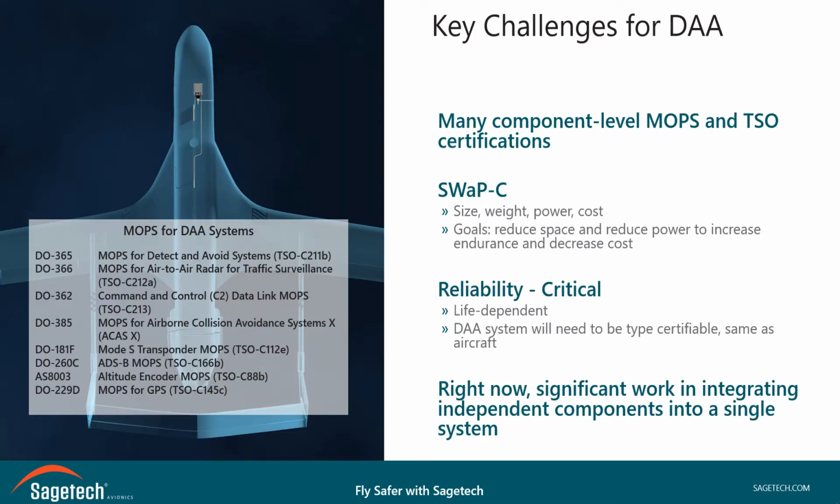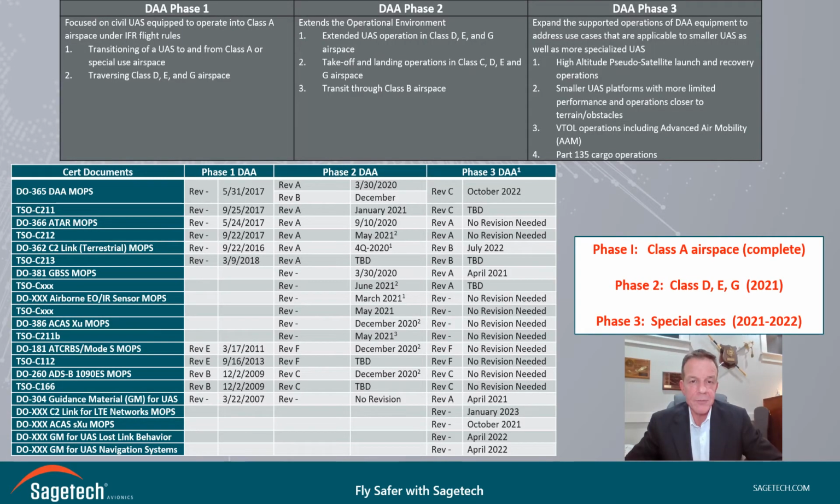So with all of those components, one of the challenges for DAA right now is that there are many component level standards and TSOs required. Also, with all these different components, size, weight, power, and cost of these systems are large, and reliability is critical since these are life-dependent systems. And right now, significant work is being done to take those independent components and integrate into individual systems.